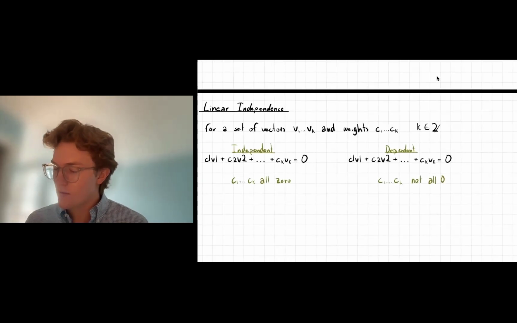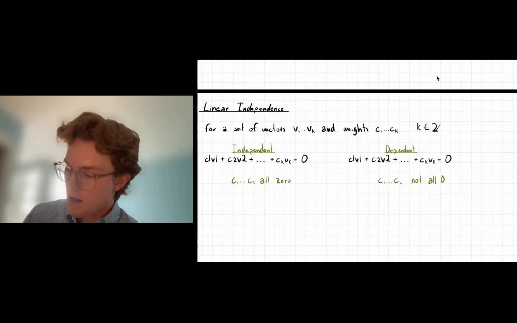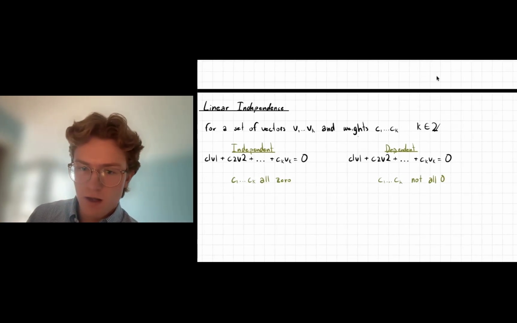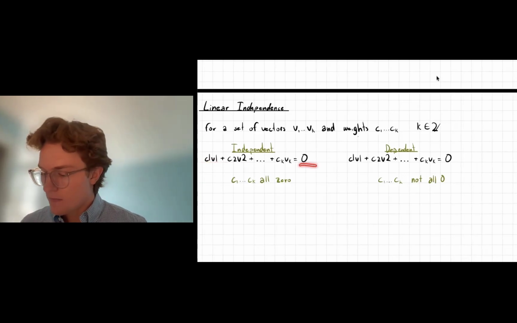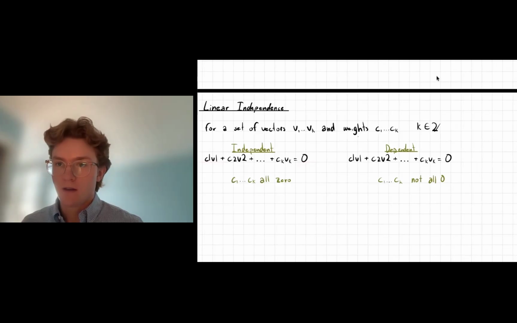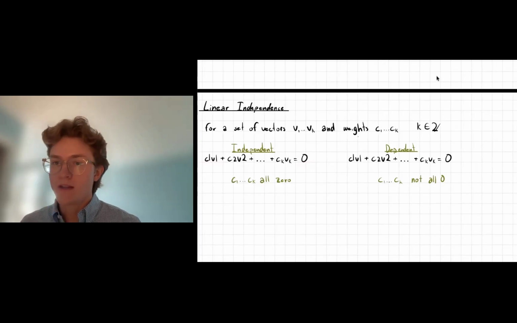All right, so the formal definition here is that we have a set of vectors v1 through vk and weights c1 through ck, where k is some integer. And we're saying that if we scale them by those weights and add them all together, they're equal to the zero vector.